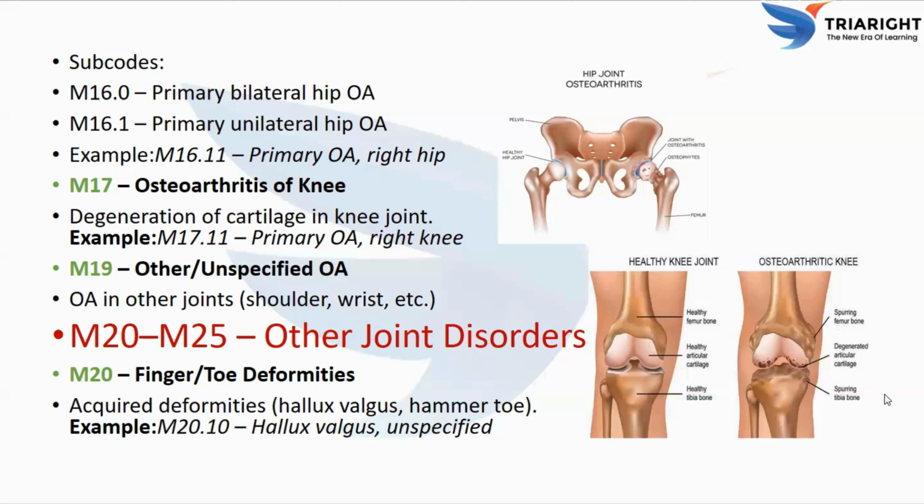It results in degenerated articular cartilage, nothing but it is worn down, and spurring of the femur bone, also called osteophytes. These are extra bone growth at the edges, and also a narrowed joint space, where bones come closer as cartilage thins. Pain, stiffness and swelling occur because the joint becomes rough and inflamed.